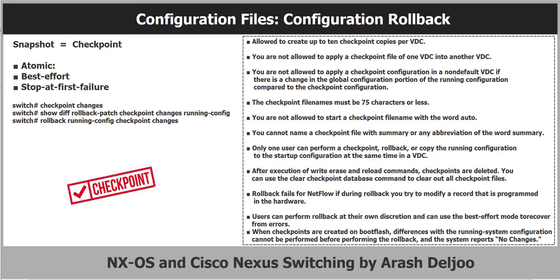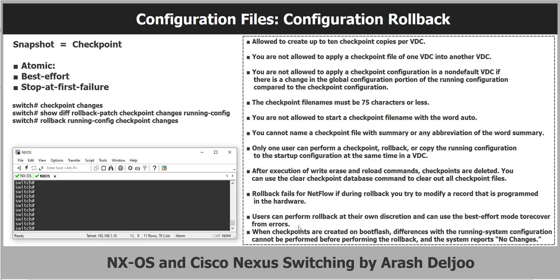Rollback allows any authorized administrator to apply this checkpoint configuration without requiring expert knowledge of the features configured in the checkpoint. Let me show you without more explanation because it can help you better understand. Here you can see the commands. First you need to use checkpoint change and then, for example, show diff rollback patch checkpoint change running config. Okay, let me show you a sample.